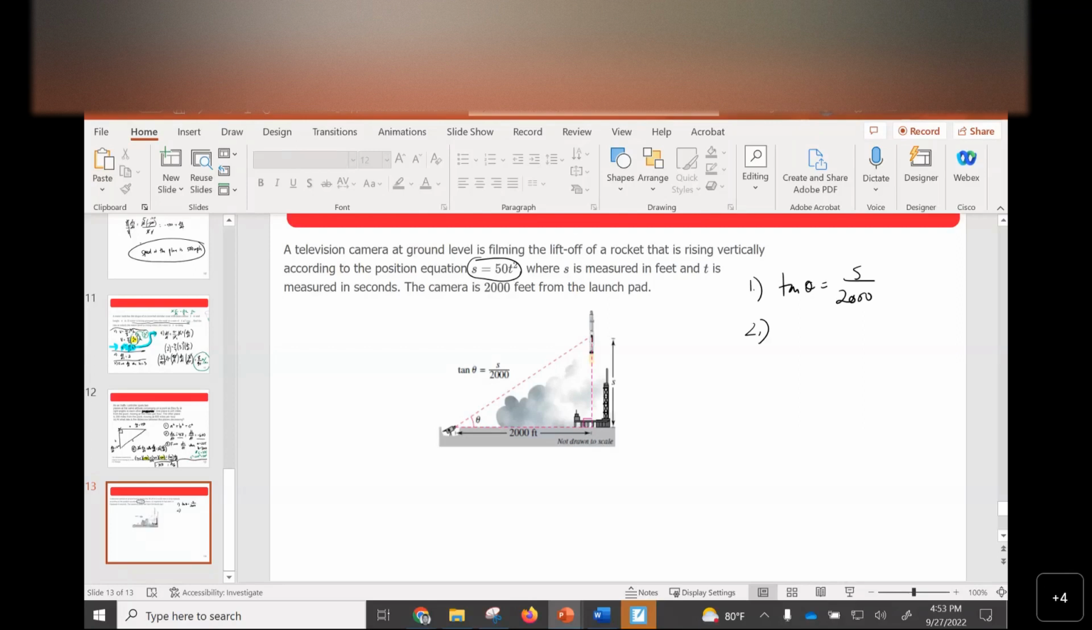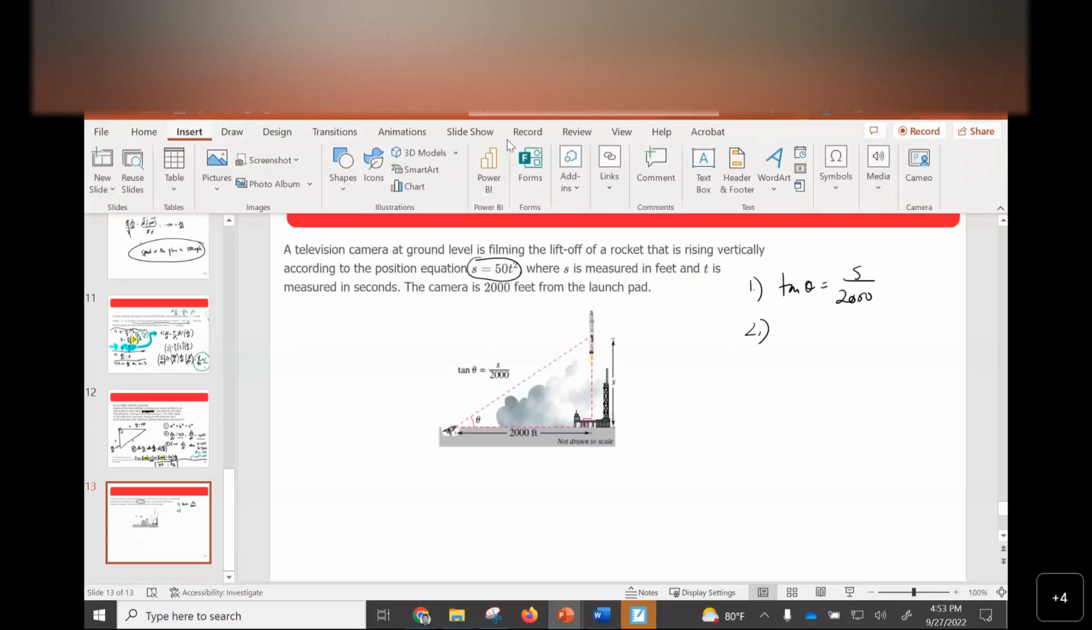Let's see. Where's the question? Television camera, vertically equipped position, estimation feet T. Oh, I need a question. Hold on. That might help. If we want the rate at which the angle is changing, find the rate of change. This will help answer that question. This one's from your textbook.